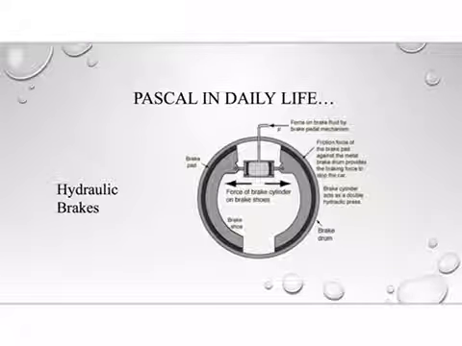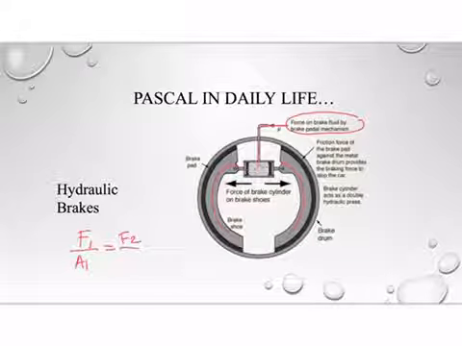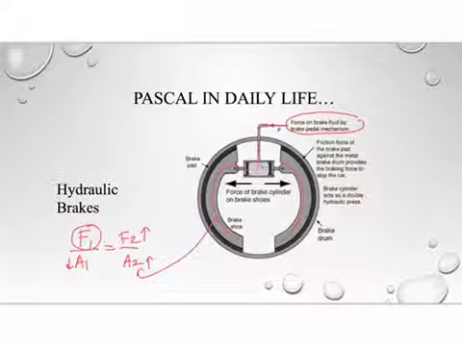The use of Pascal in daily life in hydraulic brakes. You apply a force on brake fluid by brake pedal mechanism and create a pressure. This pressure is transmitted by the fluid. So you see that this has a larger area. So F1 over A1 is equal to F2 over A2. This is your applied force to the small piston. So this is your big area, create a bigger force.